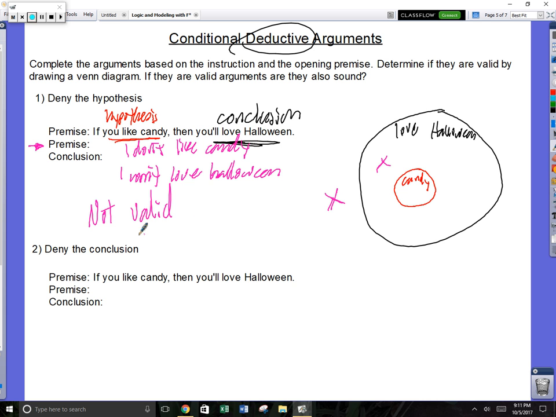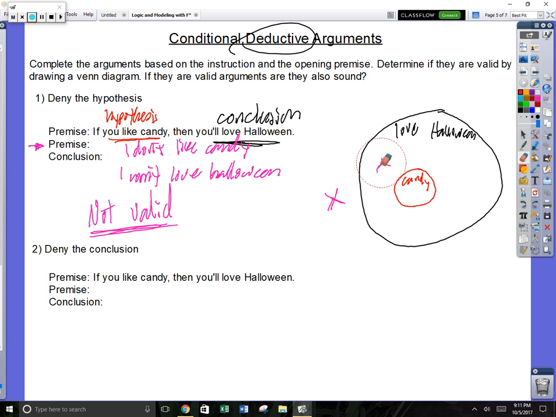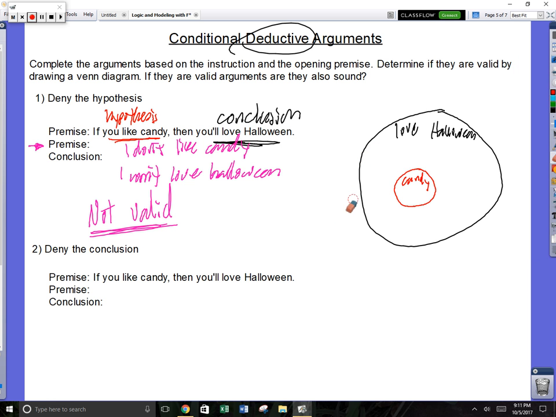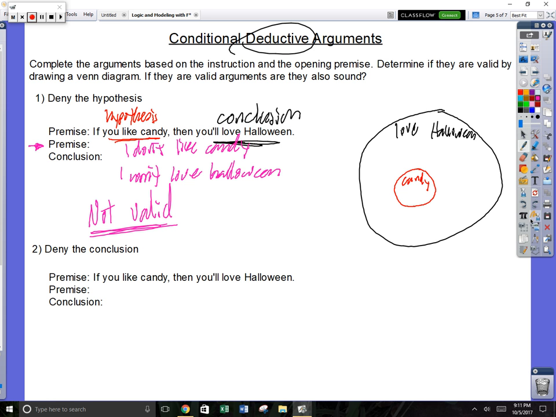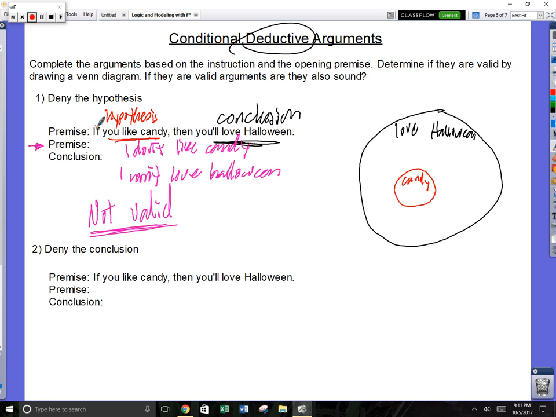The only way for it to be valid is if you know exactly where to plot yourself. And because I got 2 choices, I don't know where to put myself, so it is not valid. So that's a bad argument. Their logic was pretty weak. So there's only 2 instances where it's going to be valid, and that is if we affirm the hypothesis or if we deny the conclusion. So number 2, this one's going to be valid.